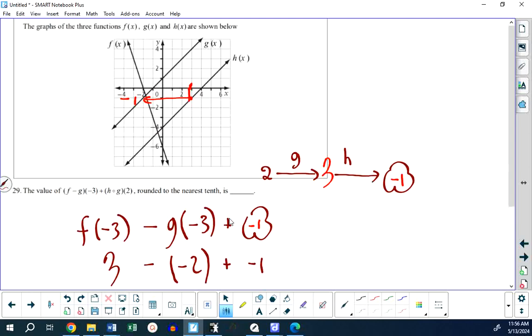So the 3 minus -2 is 5. 5 minus 1 is 4. Is that good? Okay.